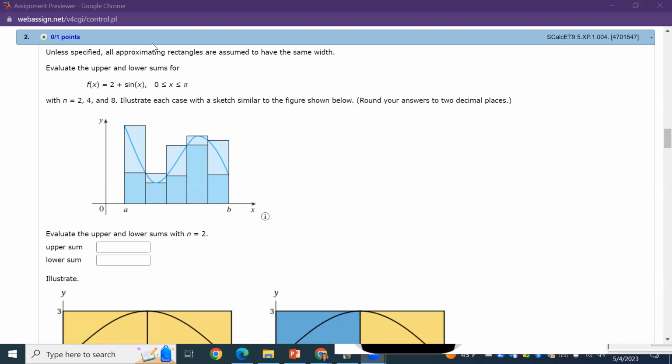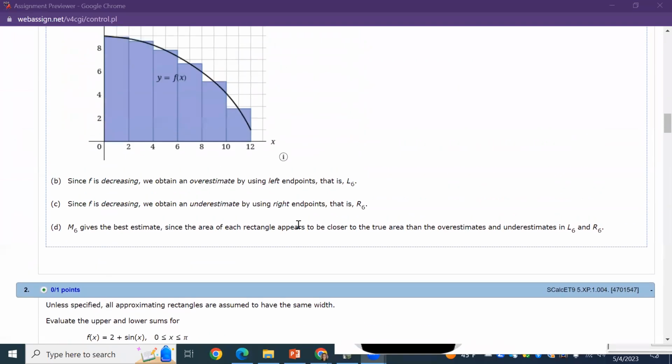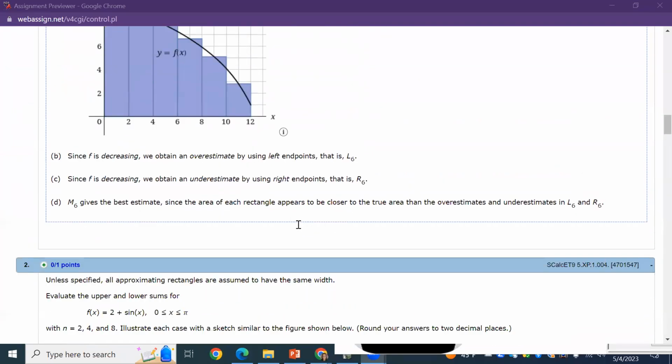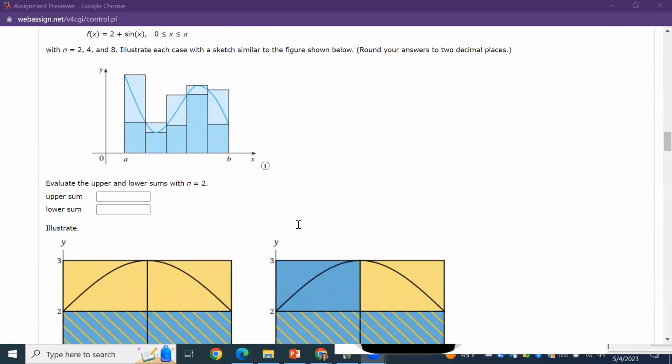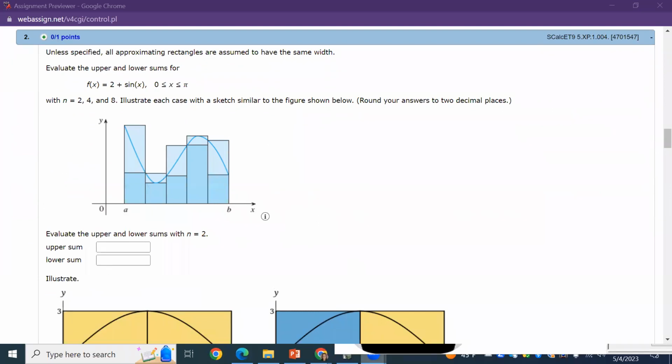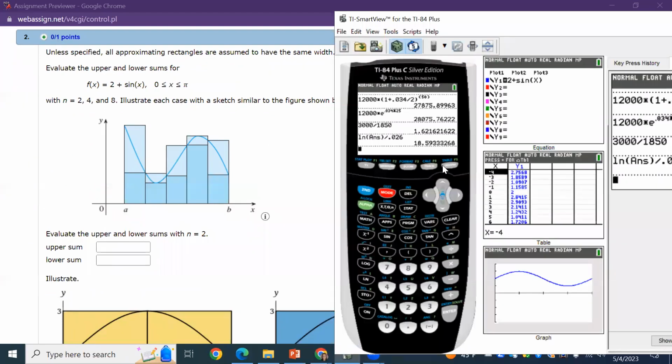The other weird part is they're not asking us for left or right endpoints, like they did in question number 1. For question number 2, they just want us to use upper and lower sums, but you don't need to look too far to see why.